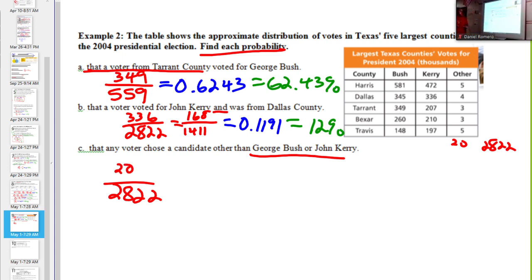It says it can be divided by 2. 10 out of 1411, divided by 2. Really tiny. That's the decimal, 0.0071. So that's 0.71%, right? 0.71.